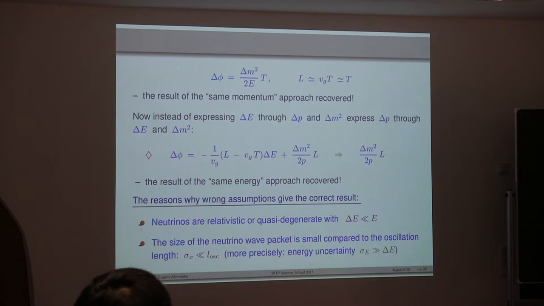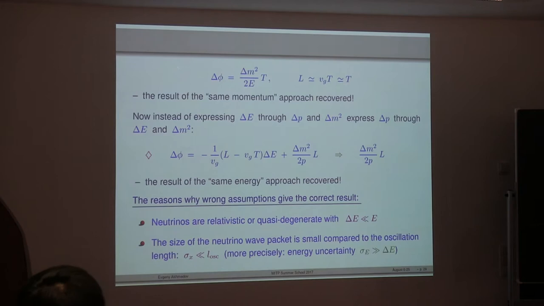Any questions at this point? Maybe I was too fast, I'm not sure if you followed it. It's just very simple arithmetic: dividing the oscillation phase into two terms, one of which vanishes at the center of the wave packet, or is small if the size of the wave packet is small, and the other part is just the standard oscillation phase. We find the conditions under which the standard oscillation phase obtains in the calculation of the neutrino oscillation probability.